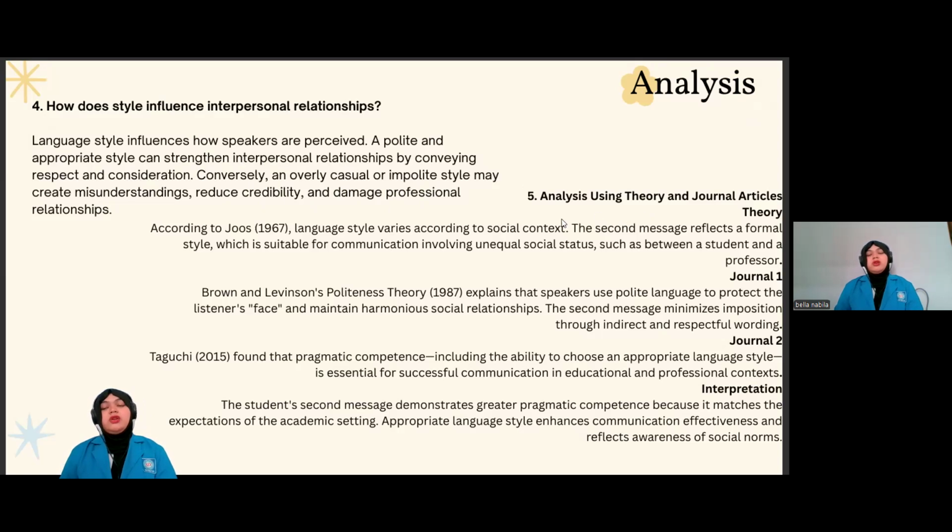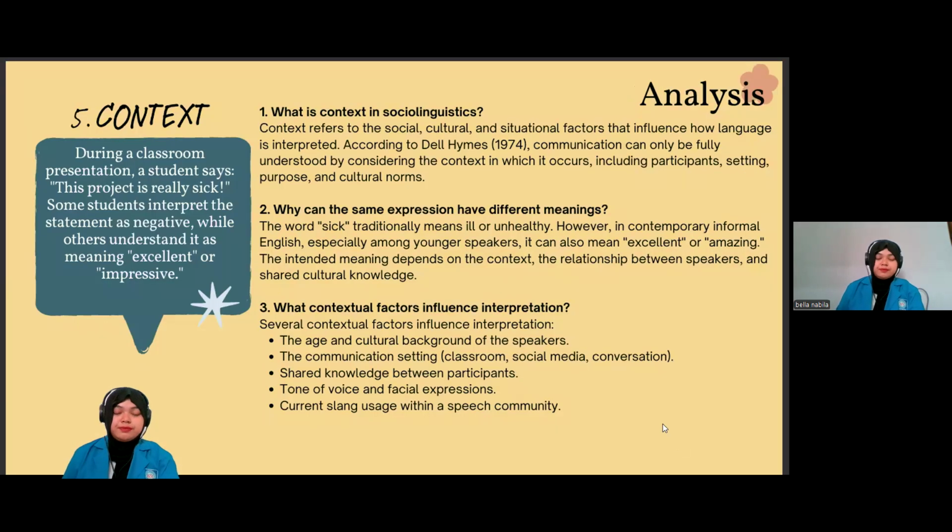The theory and journal article I use is Joos, Brown and Levinson, Politeness Theory, Taguchi, and the interpretation is the student's second message demonstrates greater pragmatic competence because it matched the expectation of academic setting. Appropriate language style enhances communication effectiveness and reflects awareness of social norms.